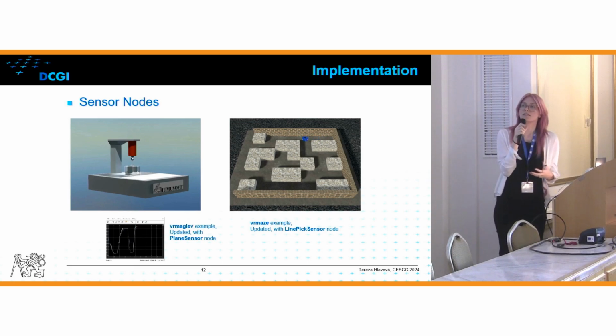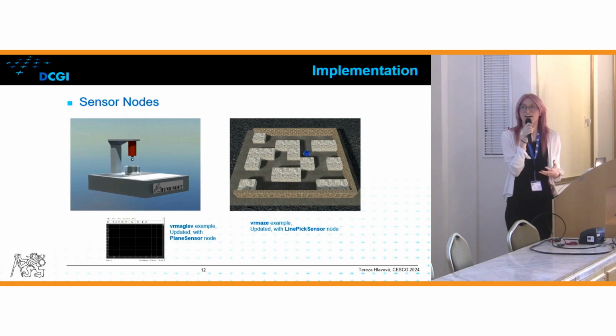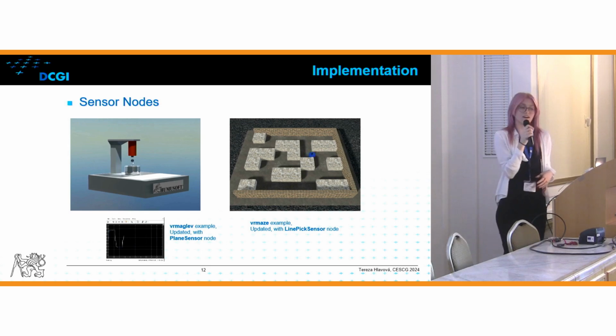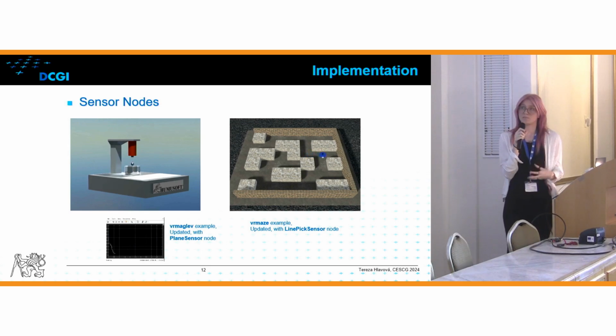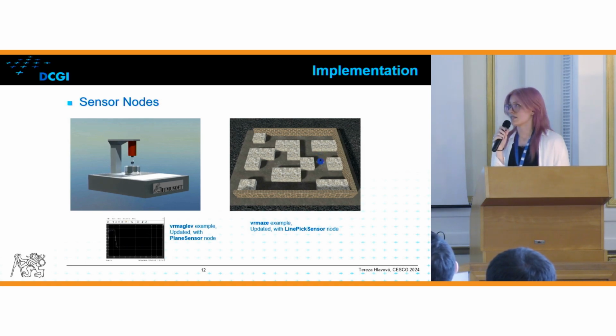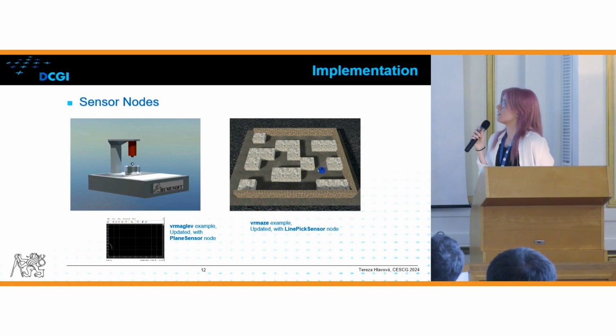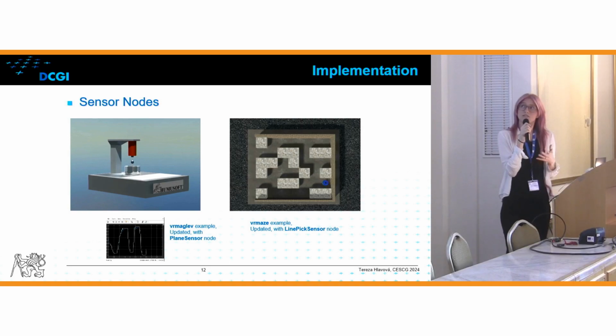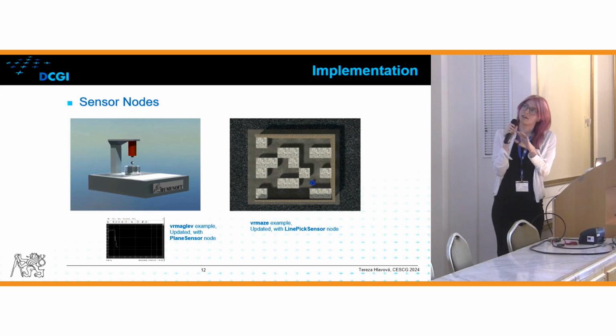On the left, you can see an example. It's a VR maglev for magnetic levitation. It's using a sensor called plane sensor, which transforms a device input onto a plane, and the user can read those coordinates. And on the right, you can see an official example called VR maze, which has a robot with a so-called line pick sensor. It detects collisions with blocks around it, or geometry around it that's defined. As you can see, the robot reads the output of this sensor, behaves accordingly, and also changes the color of the sensors when something is hit.